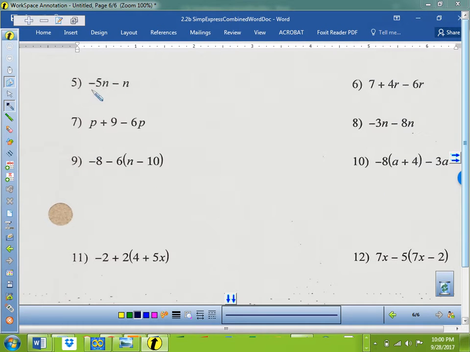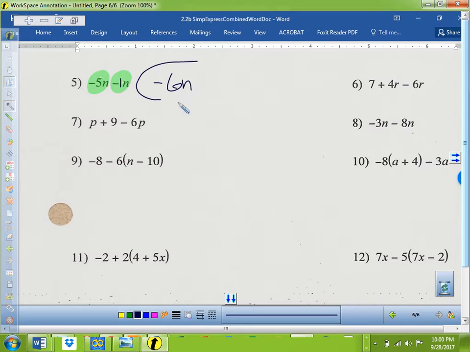You ready? Number 5. Look for like terms. What have I got? Yeah, if you're thinking I've got n's here and I've got n's here, you're right. So I'm going to combine them. Negative 5 minus 1, that is negative 6n. Simplify.